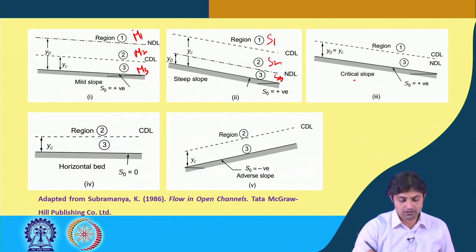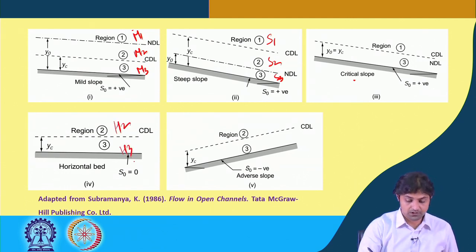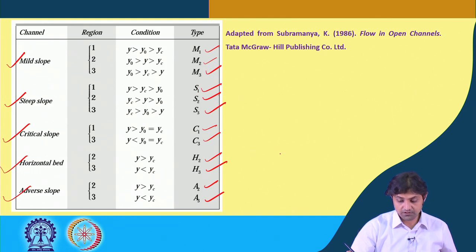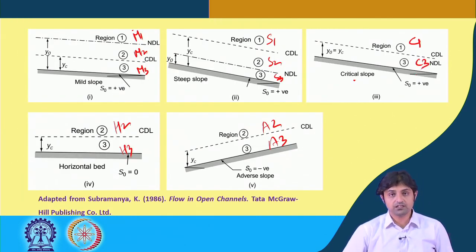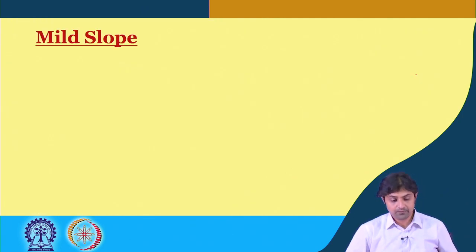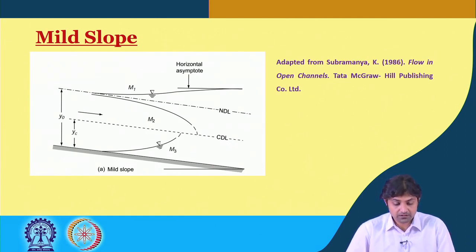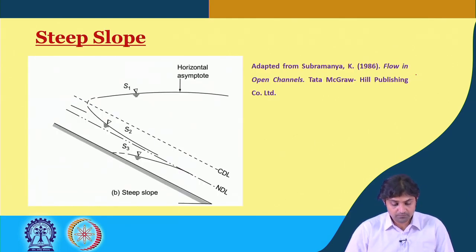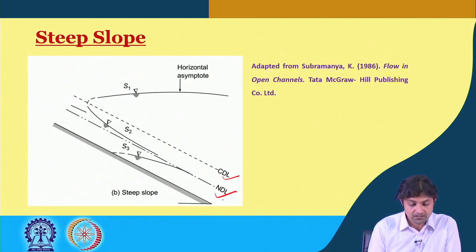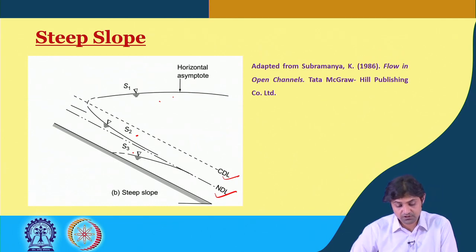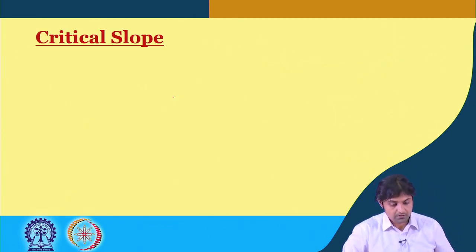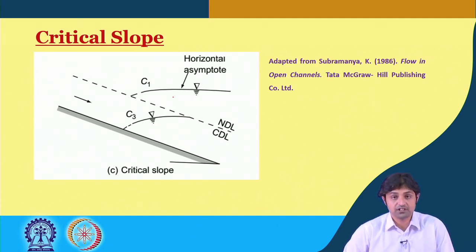And so on. Here H2, H3, A2, A3, and this is C1 and C3. This is a figure showing the mild slope, which we have already drawn. The steep slope looks like this: you see the CDL, the NDL, and S1, S2, S3, with the horizontal asymptote. For the critical slope, the horizontal asymptote, C1 and C3.